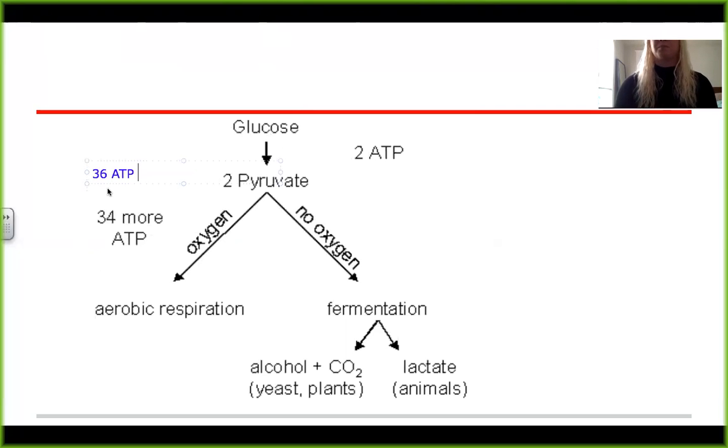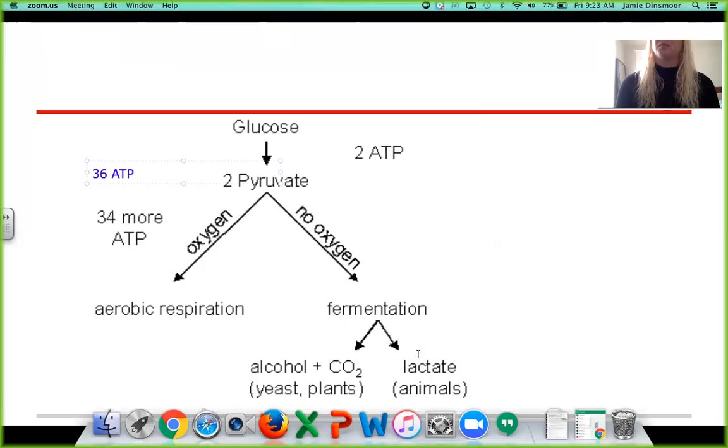so therefore you're going to be getting a ton of ATP. If we don't have oxygen, the cell basically will kind of try to stay alive until oxygen's available. Unless you're a special organism, which we'll talk about in a second, but if you're an animal and you don't have oxygen, you go through a process called fermentation and you produce a waste product called lactate.